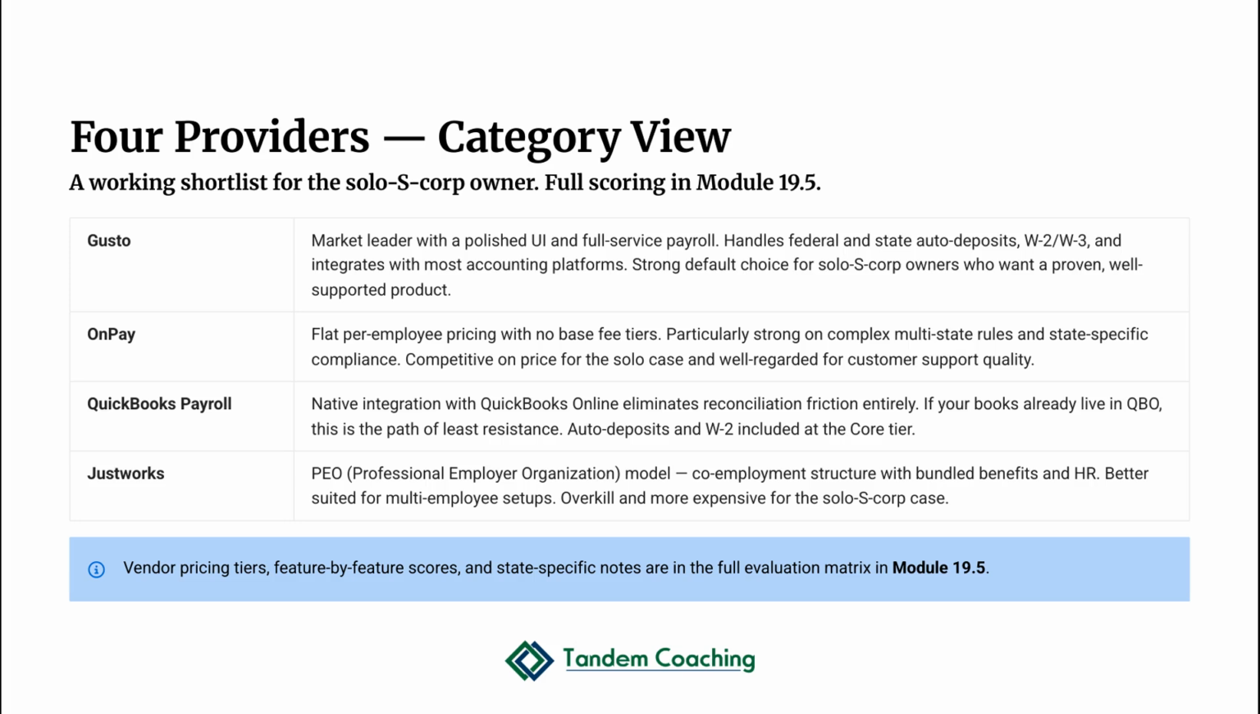QuickBooks Payroll, tight native integration with QuickBooks Online, which removes reconciliation friction if QBO is already your bookkeeping stack. Justworks, PEO model where Justworks becomes your employer of record, designed for multi-employee businesses offering benefits, overkill for solo-S-corp. Vendor scores and pricing tiers detailed in Module 19.5.